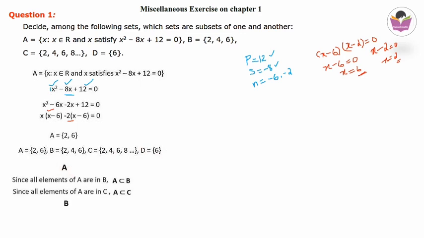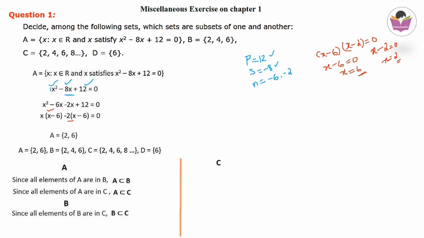Next we can go with B, {2, 4, 6}. B we can compare with C: 2, 4, 6 are there in C as well, so all the elements of B are in C, so B is a subset of C. Next, D has only 6, only 1 element, we cannot compare. And B compared with A: B has 3 elements, but A has 2 elements. All the elements of B are not in A, so B is not a subset of A. So that's all with B.